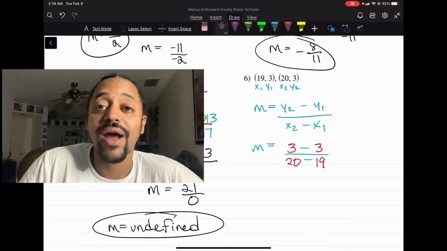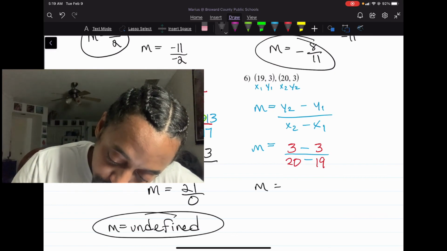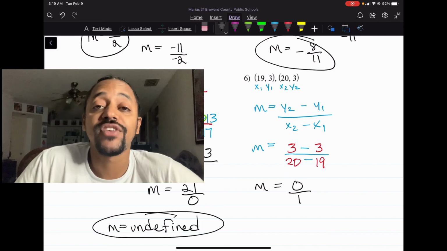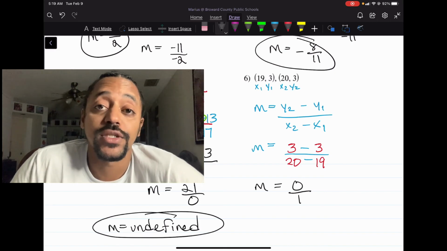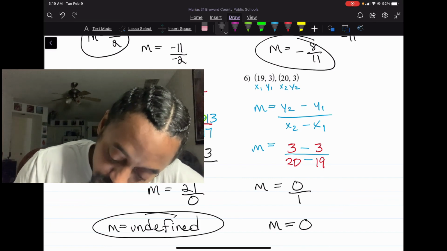We don't have to rewrite anything. We don't have any double negatives, so we can just go ahead and simplify. 3 minus 3 is 0. 20 minus 19 is 1. Now, when you simplify 0 divided by a number, it's always going to equal 0. So, m, or our slope, is equal to 0.